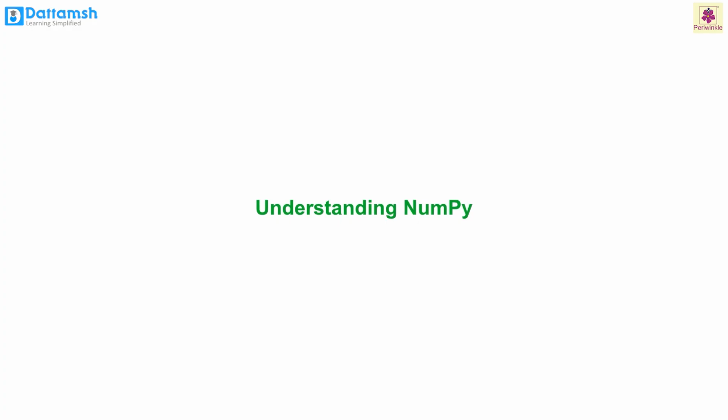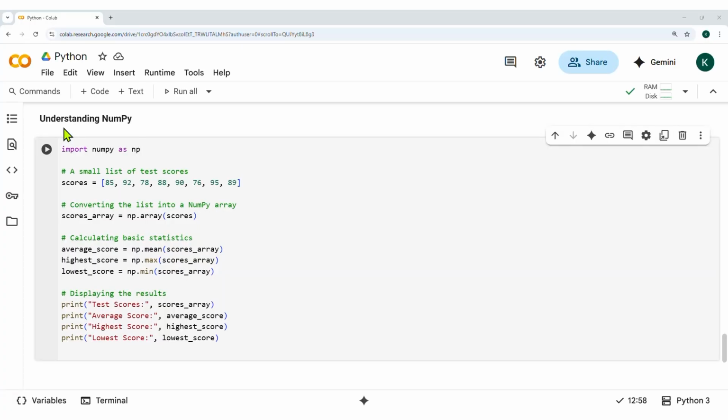Understanding NumPy. Type the following code in Google Colab. We import the NumPy library using the keyword import, and the keyword as is used to assign a shorter name, np, to the imported NumPy library, so that instead of writing numpy every time, you can write np.